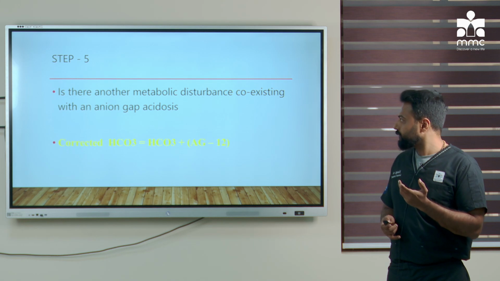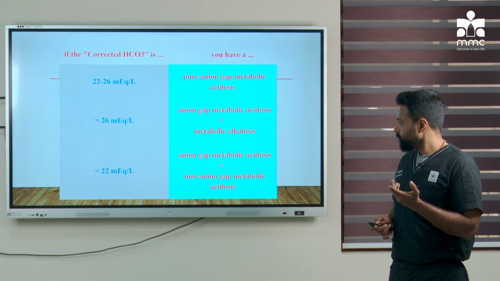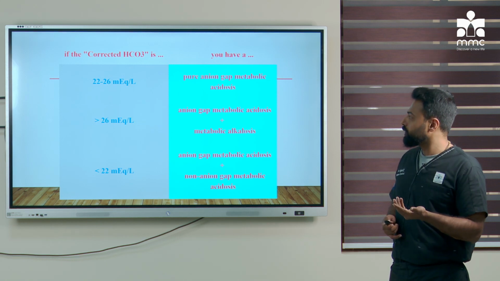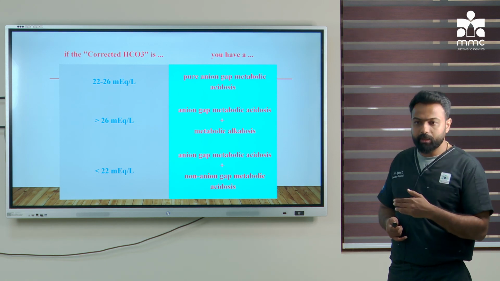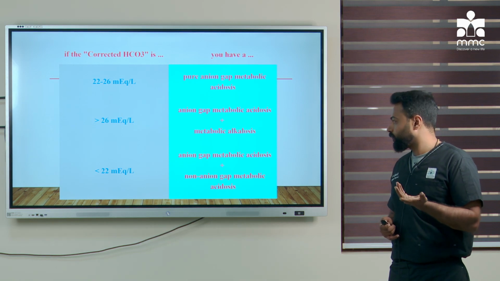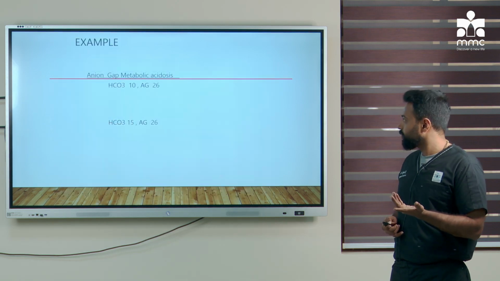So I will give you an example. So the corrected bicarbonate more than 26 means there is an additional metabolic alkalosis. Less than 22 means there is a non-anion gap metabolic acidosis. I will give you an example.